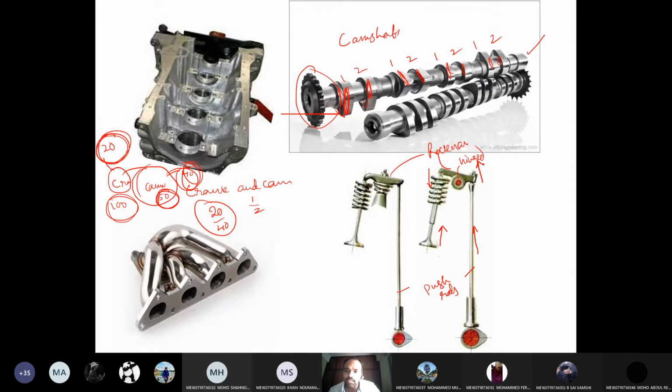If you take one cam, this is the cross section of the cam. How many cams do we have? Eight cams. Means how many push rods are there? Eight push rods, and eight rocker arms will be there, like that. And this is the manifold. So 1 to 4 or 4 to 1. If it is intake, 1 to 4. If it is exhaust, 4 to 1. From here, the silencer will connect. Clear?